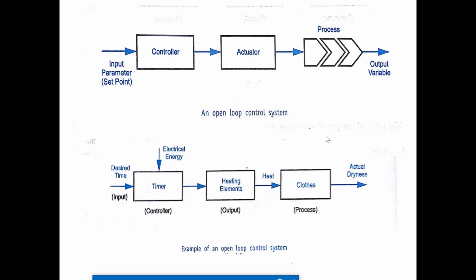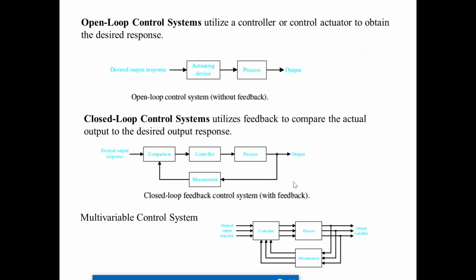So whatever we have as a process here, that heat which is generated by the heating coil, we are going to move it onto a cloth so that the cloth will be obtained in a desired manner. That is the process, and the actual dryness we are going to get at the outset, isn't it? So that is the best example for an open loop control system.